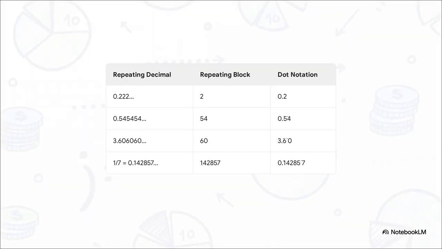Okay, let's practice this with a few examples. Take a look at this table. For 0.3333, the repeating block is just 3, so we only need one dot, right on top of the 3. Simple enough. Now for 0.545454, the block is 54. So we put a dot over the first digit, the 5, and a dot over the last digit, the 4. Perfect. And what about that huge one from 1/7? The block is 142857. To show that whole thing repeats, we don't need a bunch of dots. We just put one over the first number, the 1, and one over the last number, the 7. See? It's a really neat and tidy shortcut.